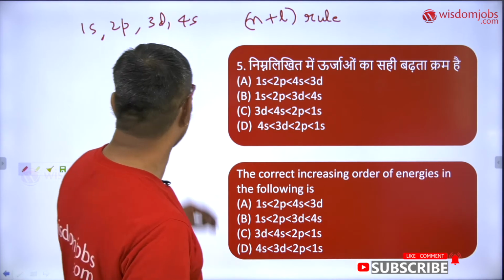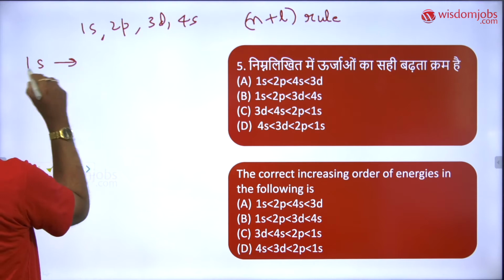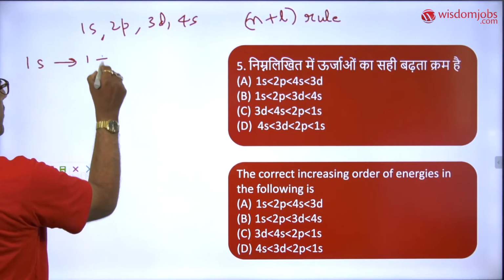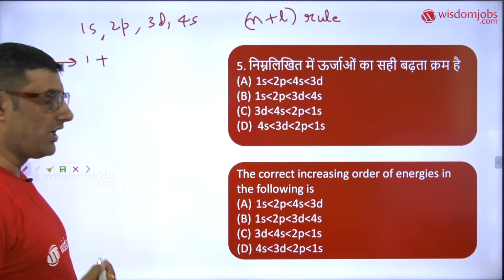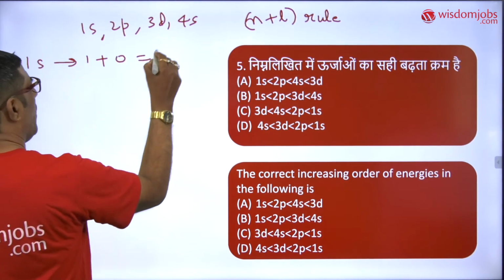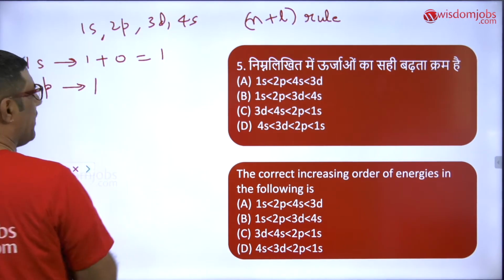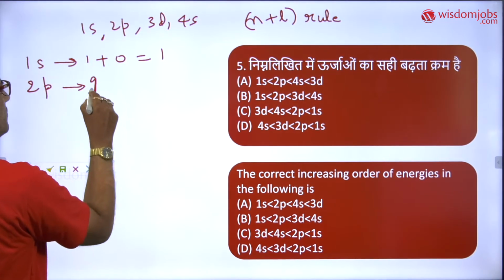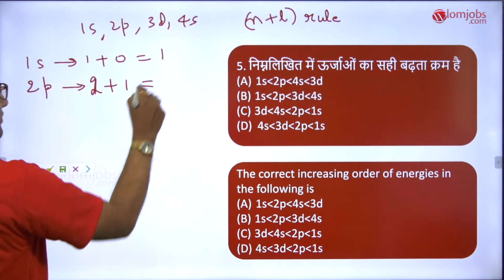Now let us calculate the n plus l values of all the 4. So for 1s, n value is 1, and what is the l value for s subshell? It is 0. So it is 1. Next, coming to 2p, n value for 2p is how much? 2. L value for p is 1. So it is 3.